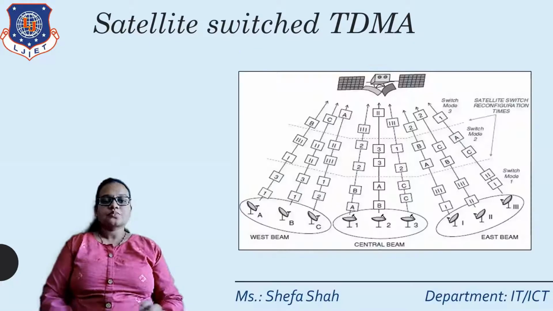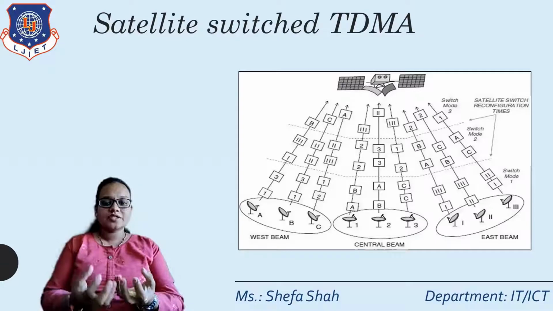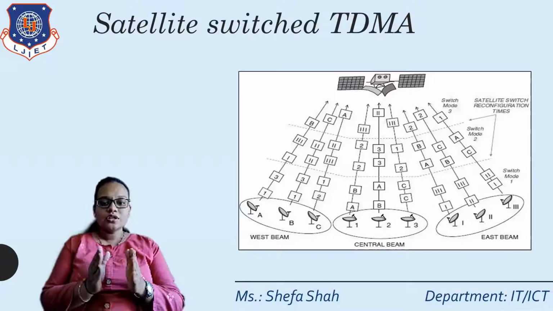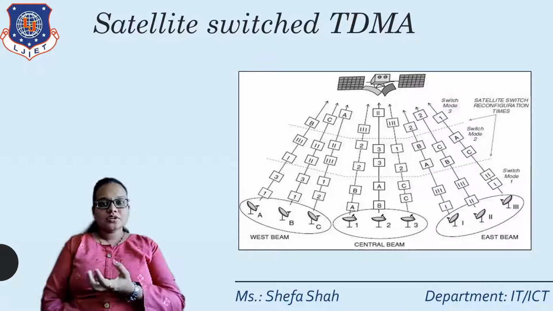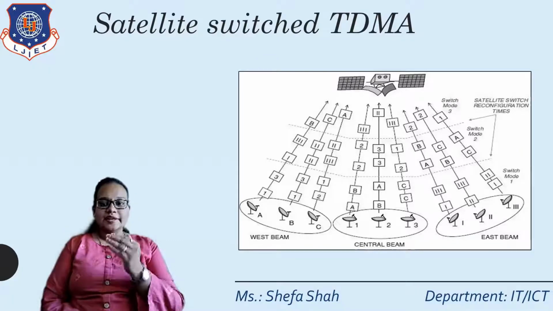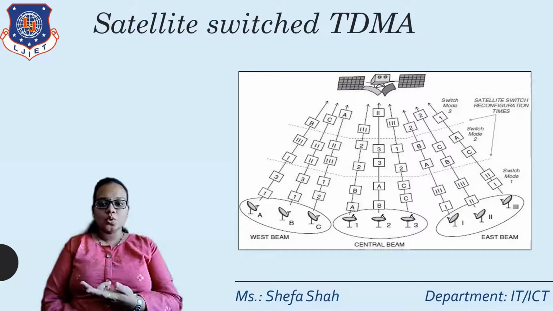As you can see in this figure, there are different beams such as the west beam, east beam, and the central beam, and each beam has different earth stations, and the time slots given to these earth stations are managed by the satellite antenna, right? That is called satellite switch TDMA. In the west beam there are three earth stations A, B, C. In the central beam there are 1, 2, 3 earth stations, and in the east beam there are three, labeled in Roman numerals.